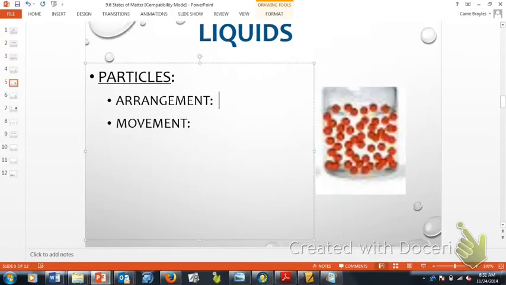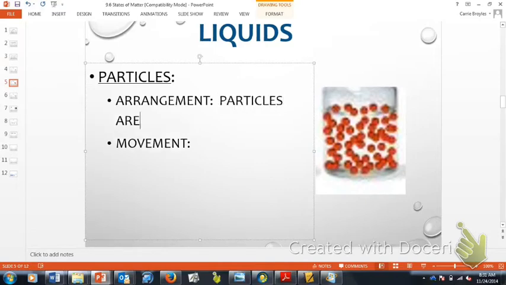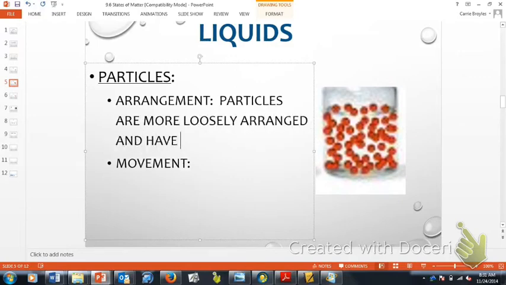Now, with liquids, okay, as we add energy to the particles, and you think about as you add energy, that would be in the form of temperature and heat. As we add heat to these, what they will do is start warming up a little bit. Sort of like your own body, as you start running, you get warmed up and your muscles become looser, and that's exactly what happens with the particles in a liquid. So particles are more loosely arranged and have some empty space.